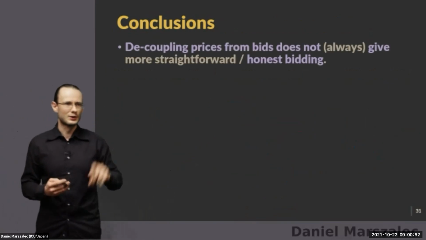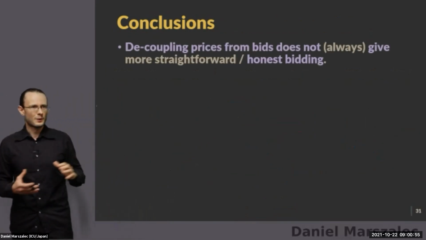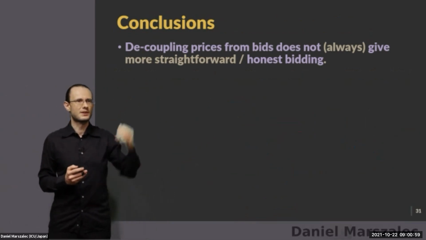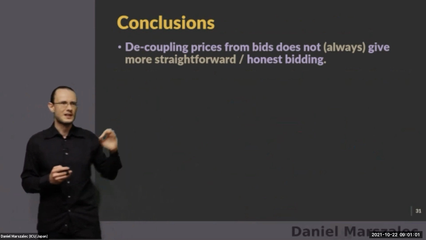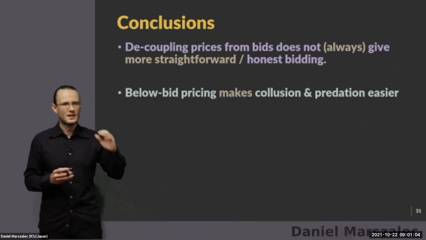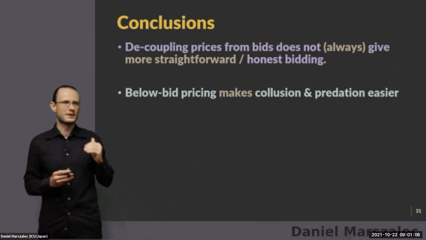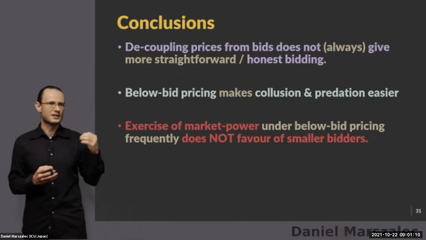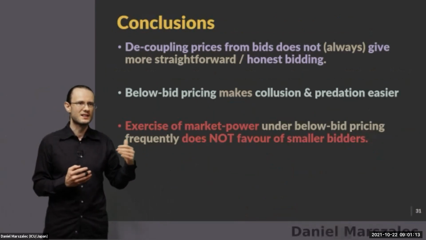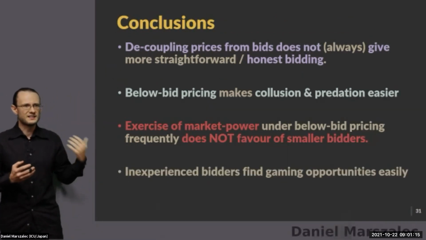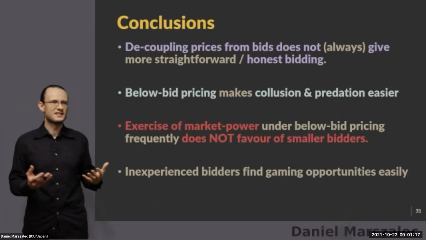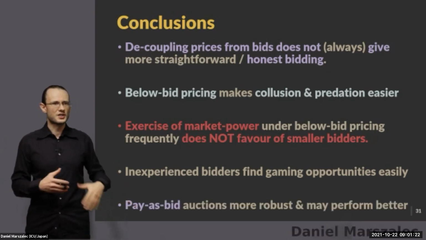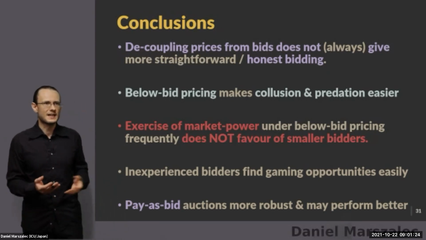So just to conclude in 15 seconds, what I hope I have given you a flavor of is that decoupling prices from bids does not always give more straightforward or honest bidding. Below bid pricing makes collusion and predation easier. In particular, the exercise of market power under below bid pricing frequently doesn't favor smaller bidders, and these gaming opportunities were easily found by bidders with no prior auction experience. Pay-as-bid auctions could have been more robust and may have performed better.